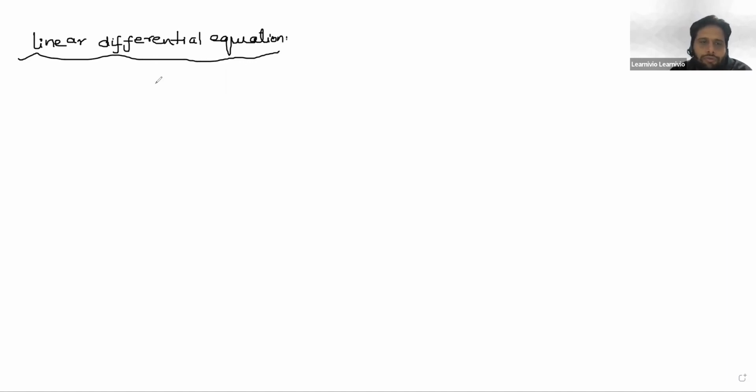Linear differential equation. Okay. So who can tell me the formula? Abdul, can you tell me the formula? First, the standard equation. Abdul, can you tell me the standard equation? Type 1 is dy by dx plus py is equal to q. Okay, this was type first.